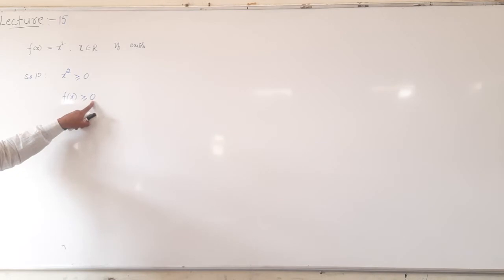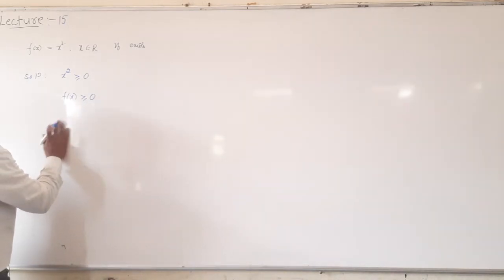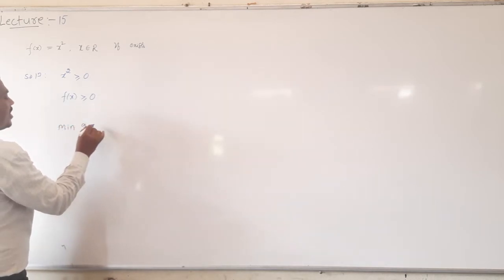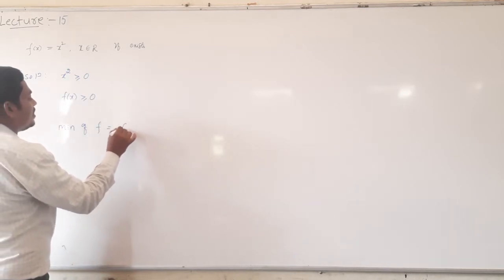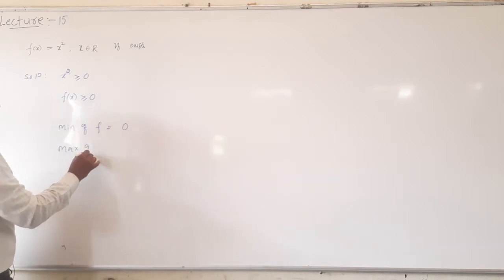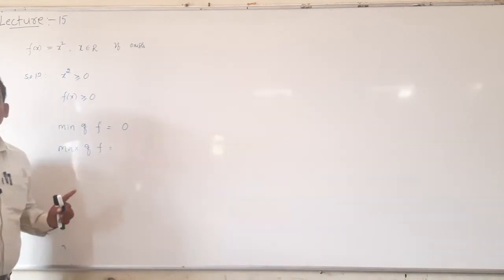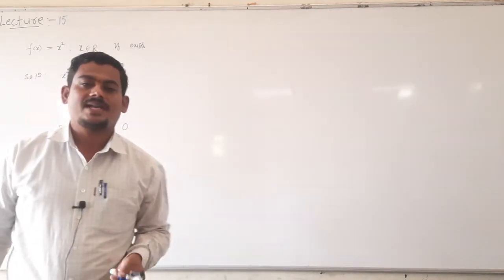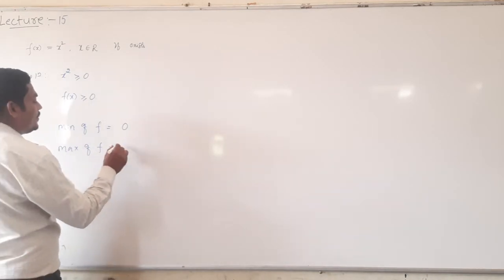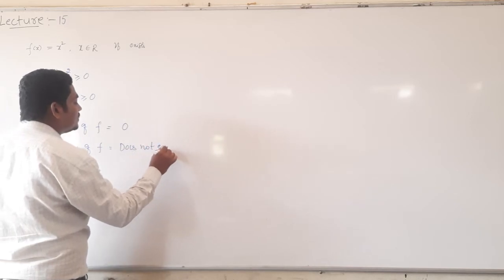f of x is greater than or equal to 0 means the minimum value of f is equal to 0. In this case the maximum of f does not exist because there is no fixed value. There is no fixed maximum value. So the maximum of f does not exist, right?